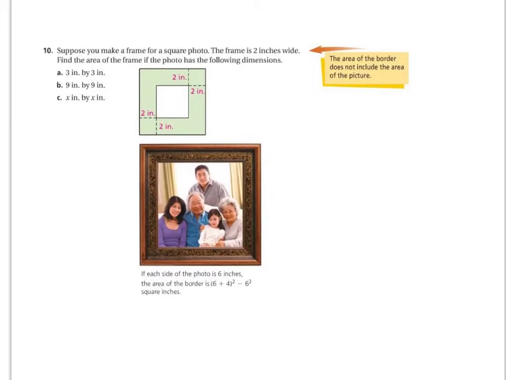Problem number 10. Suppose you make a frame for a square photo. The frame is 2 inches wide. Find the area of the frame if the photo has the following dimension. So A, if the photo is 3 inches by 3 inches, then what would be the area of the frame? So this part, the frame will be the same, but the length here will be 3 and this will be 3. So what would be the area of the frame if the photo has the following dimension?